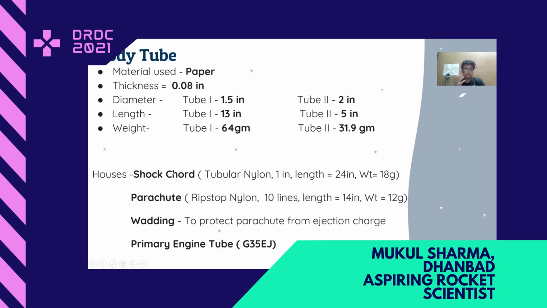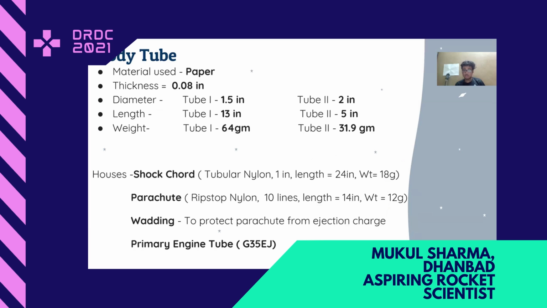The first body tube houses the shock cord, parachute, and boarding. I told you that we need a very strong shock cord. So here it is. It's a 1-inch thick shock cord. It is the strongest shock cord available in OpenRocket Simulator. And then we have the parachute, which is a 10-line parachute, which is also a very strong parachute. And then we have a boarding.